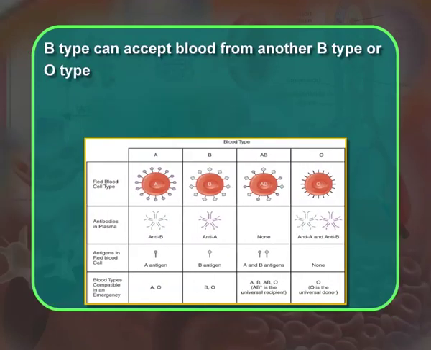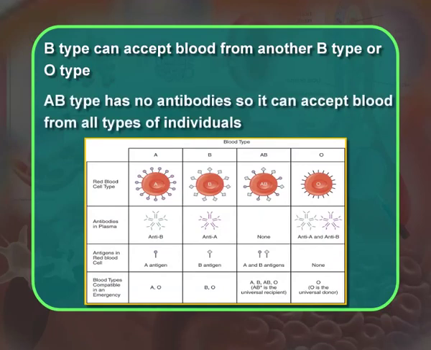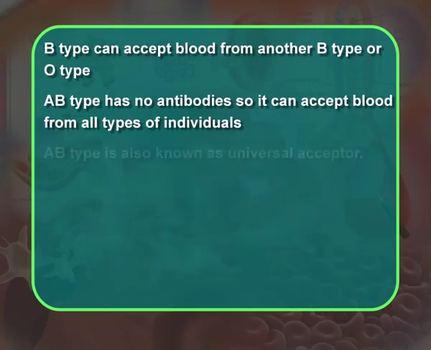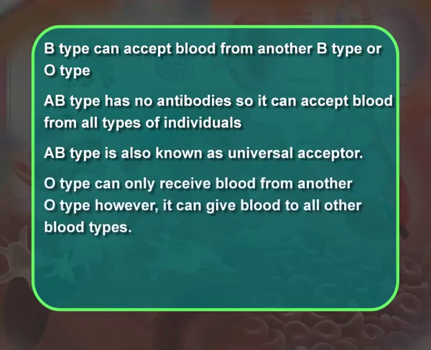Similarly, B type can accept blood from another B type or O type. AB type has no antibodies, so it can accept blood from all types of individuals. Hence, AB type is also known as the universal acceptor. O type can only receive blood from another O type, however, it can give blood to all other blood types. Therefore, it is known as universal donor.